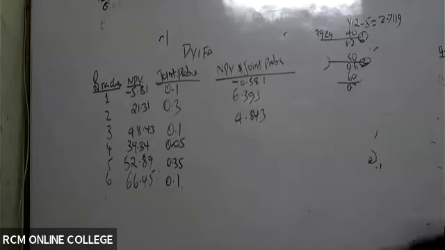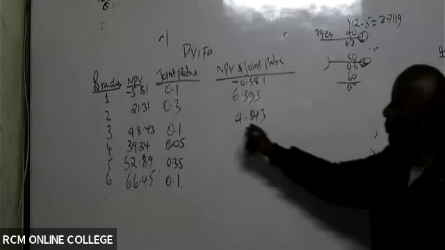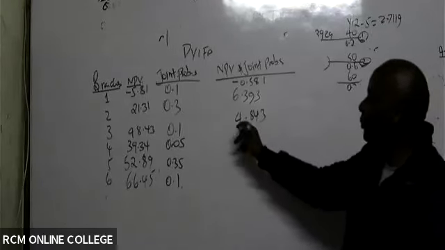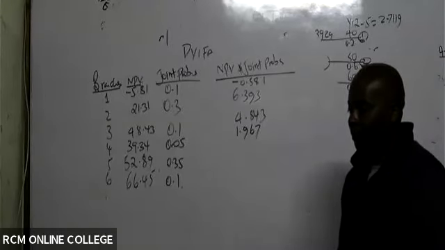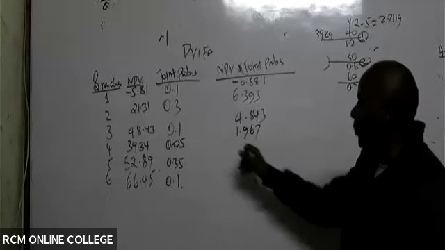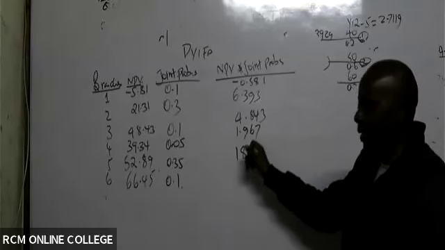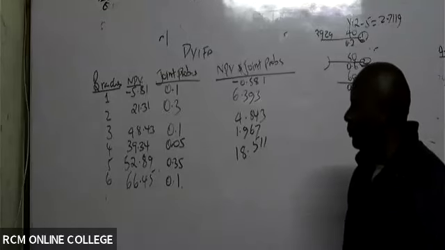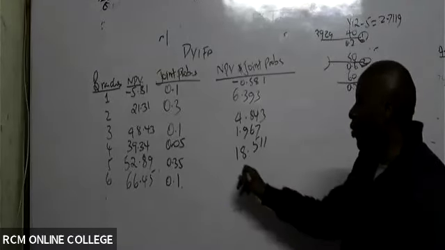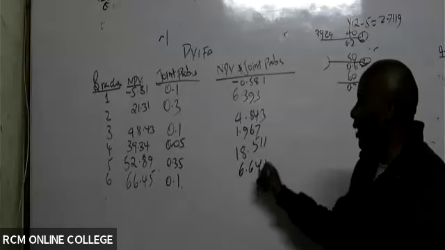So the next one is 1.967. $1.967. $18 point something, isn't it? 18 point 511. Thank you, team. Lastly, is what I know. It is 6.645, isn't it?